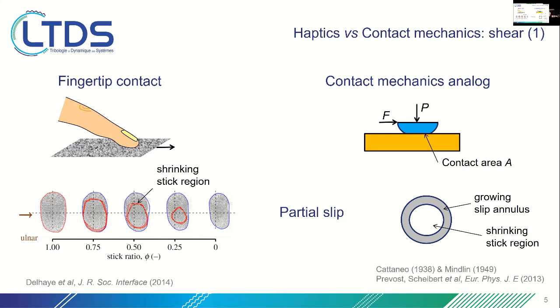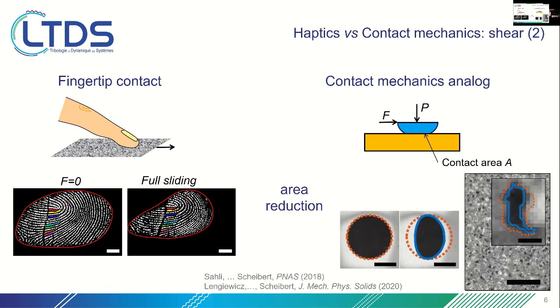One thing that is not included in the Cattaneo and Mindlin models is that when you shear a soft contact, you usually have a reduction of the contact area. On the fingertip, we can compare the image of the fingertip for no shear until full sliding. You can see that the reduction occurs on two scales. First, the macro scale, within the red zone, but also for each of those microstructures that you have in the contact, the red area is smaller when you are full sliding.